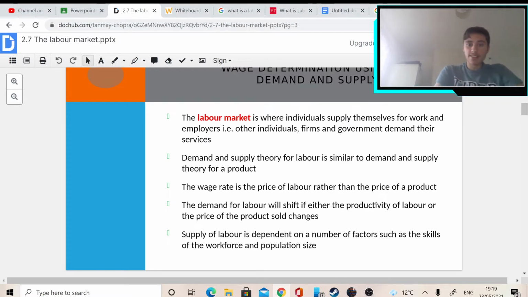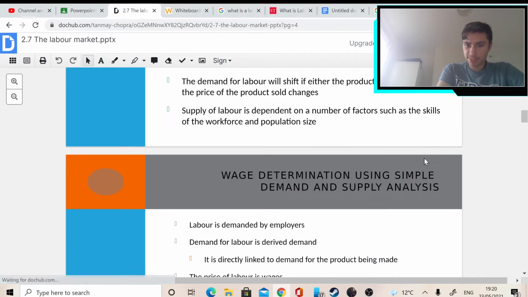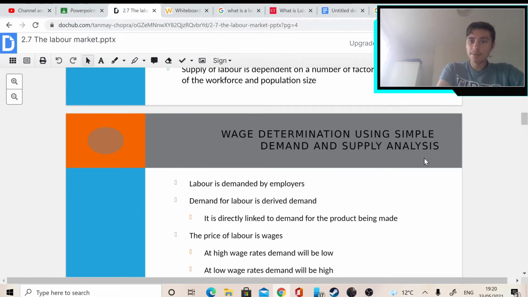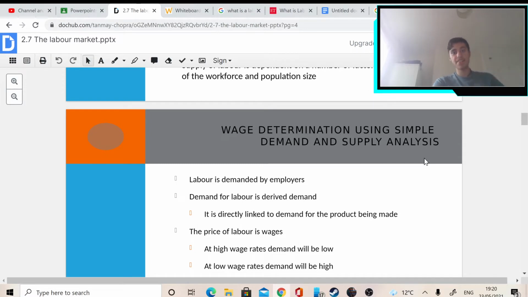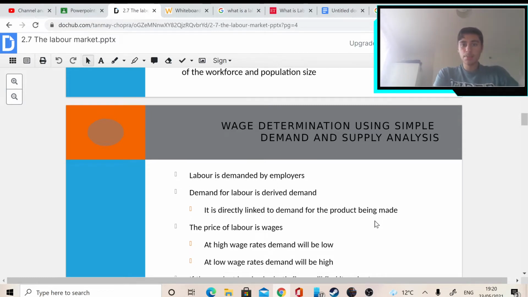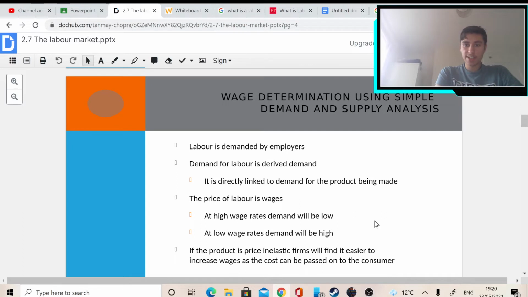So supply of labor is dependent on a number of factors such as skills of the workforce and population size. Labor is demanded by the employers. Demand for labor is derived demand. Now it is directly linked to the demand for the product being made. So let's say if a very common product is being made, and it requires a lot of supply, then there will be more demand for labor for it. The price of labor is wages. At high wage rates, demand will be low. At low wage rates, demand will be high.